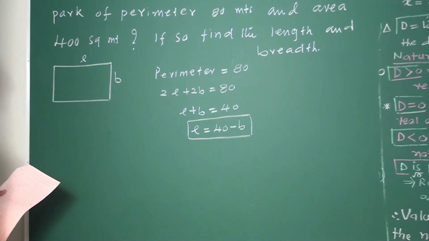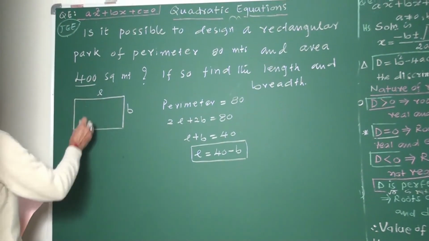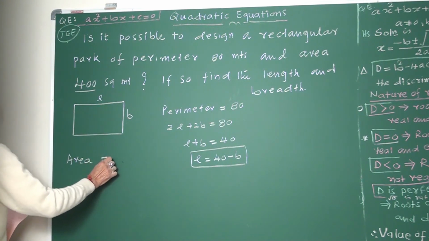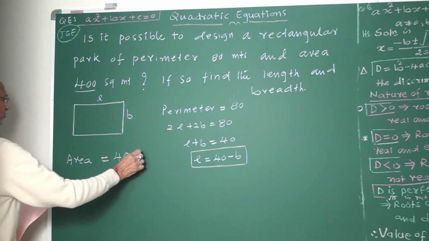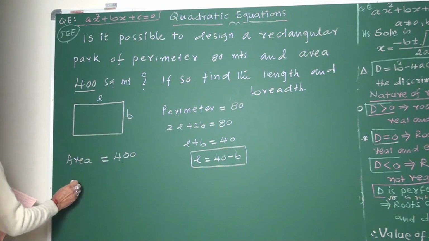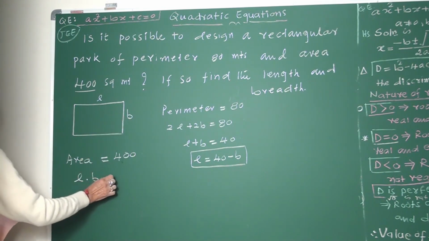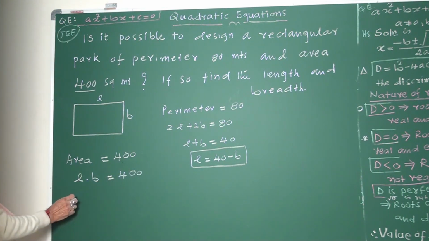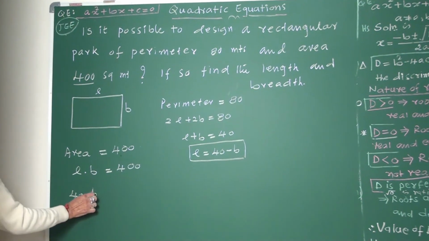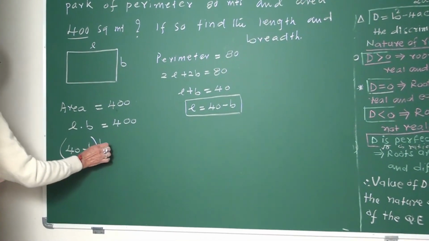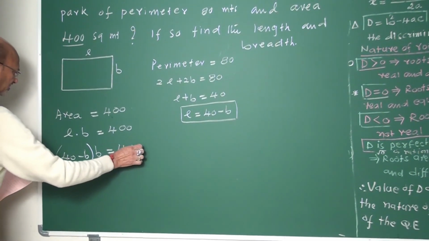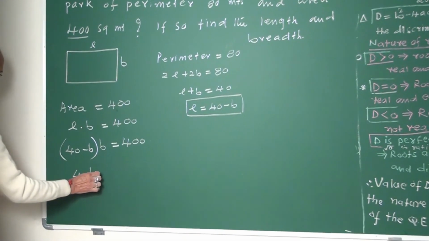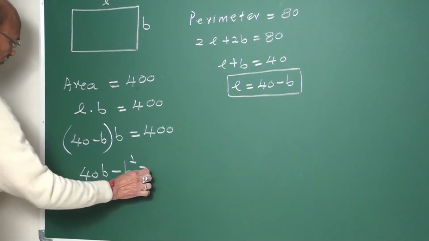What is the second condition? Area is given. Area is 400 square meters. What is area? L into B. L into B is 400. But what is the value of L? 40 minus B into B equal to 400. Simplify. 40B minus B square equal to 400.